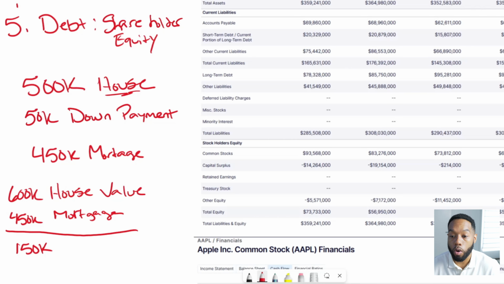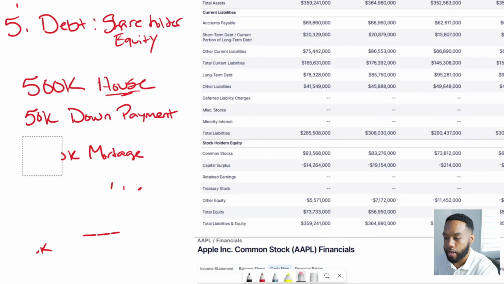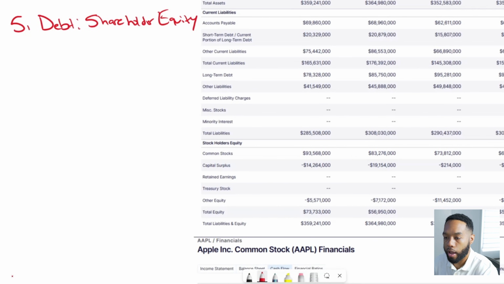And the more equity you own, just like the more equity you would own in your house, the better off the shareholder is of the company. So let's look at how we find this in the financial statements. Well, right here, we have this line that says total equity. So our equity is equal to $73 billion.